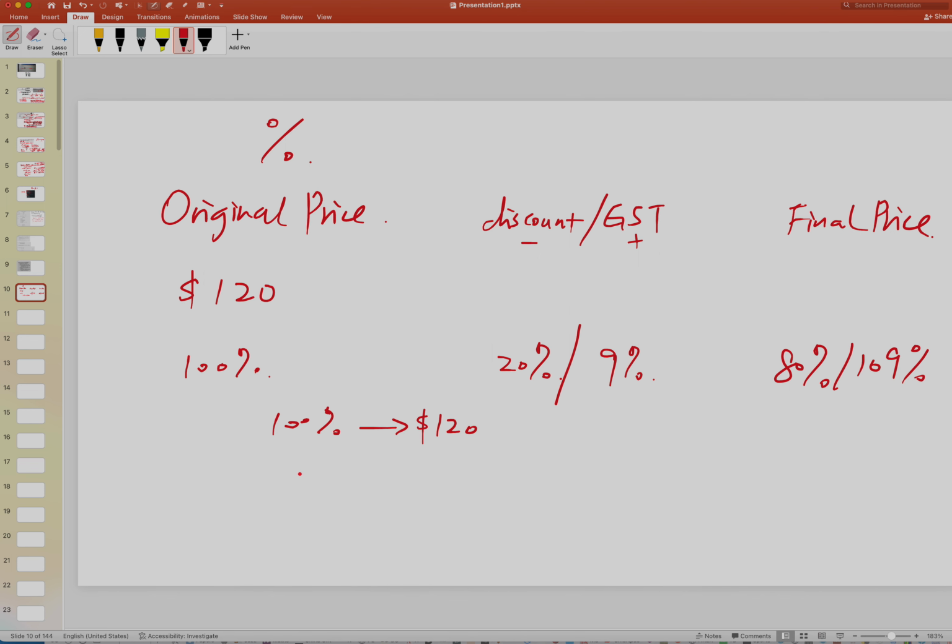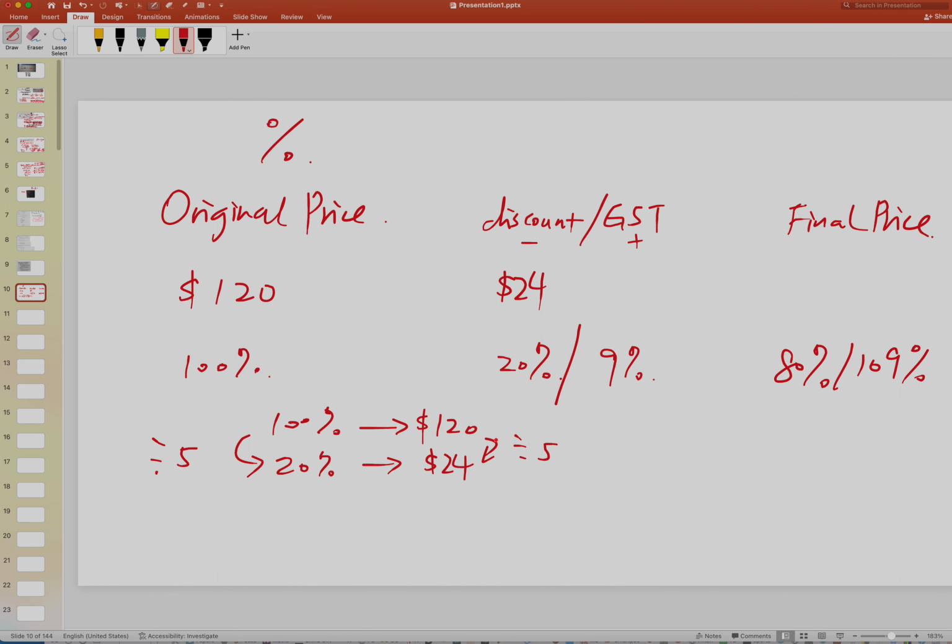So you want to find out 20% is how much, right? So you use proportionality. 100% divided by 5, you get 20%, right? So therefore, similarly, you divide by 5. Can you help me out? I think it's 24. Never mind, just help me double check. 24. Yep. Okay, so basically the discount in dollars term is $24.